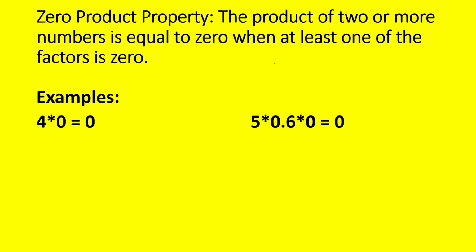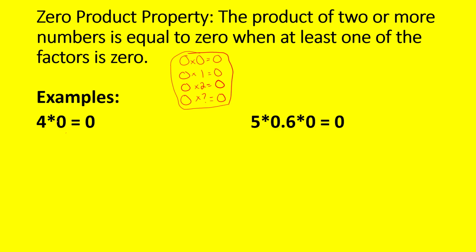The zero product property: the product of two or more numbers is equal to 0 when at least one of the factors is 0. Now, you've seen this for years, all the way back to your elementary years where you first were told 0 times 0 is equal to 0, and 0 times 1 is equal to 0, and 0 times 2 is equal to 0. And so eventually they said 0 times anything is always going to be 0. And so you have had the zero product property in your head, practically speaking, for years.